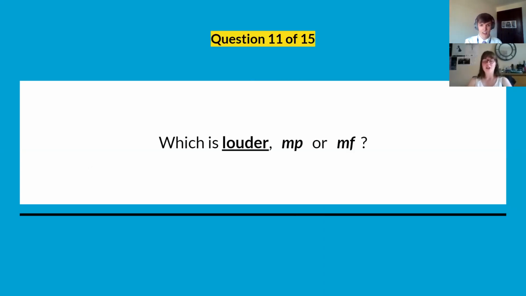Question 11, just some general questions now. Which is louder, MP or MF? Mezzo piano or mezzo forte? Which one is louder? Question number 12. What does più lento mean? It's a tempo marking.